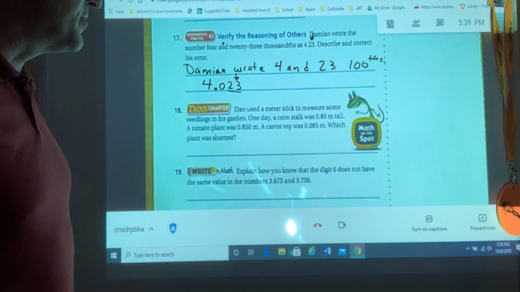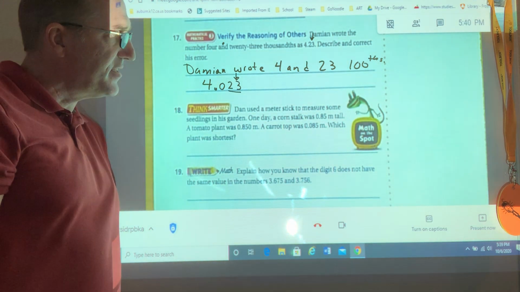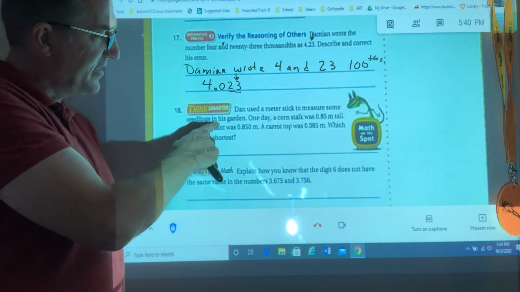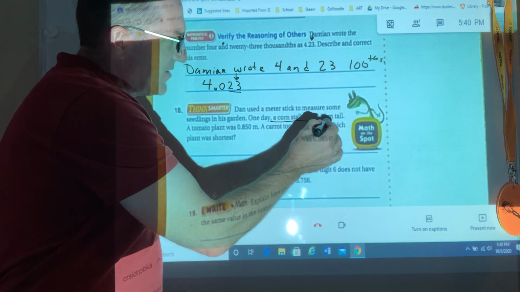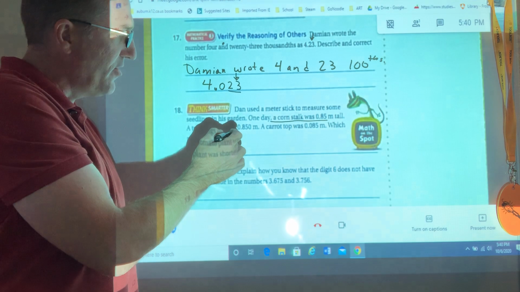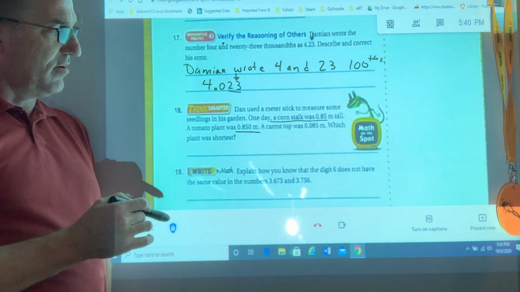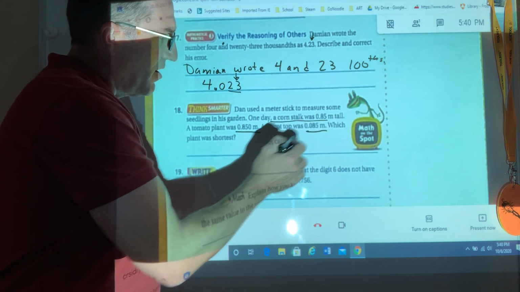All right. Dan used a meter stick. That's pretty smart because that's a base 10 numbering system, measurement system, to measure some seedlings in his garden. One day, a corn stalk was 8,500 meters tall. A tomato plant was 850 thousandths meter tall. A carrot top was 85 thousandths meters tall.